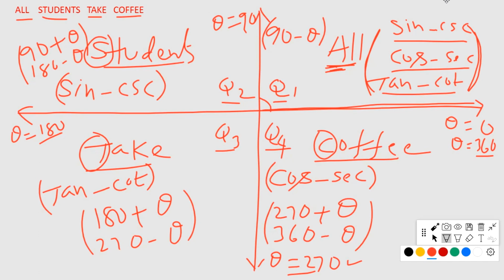In the second quadrant, students, first letter S. S means sine and cosecant. These two ratios are positive values in the second quadrant. In the third quadrant, tan and cot. These two ratios are positive values in the third quadrant. In the fourth quadrant, cos and secant. These two trigonometric ratios are positive values in the fourth quadrant.